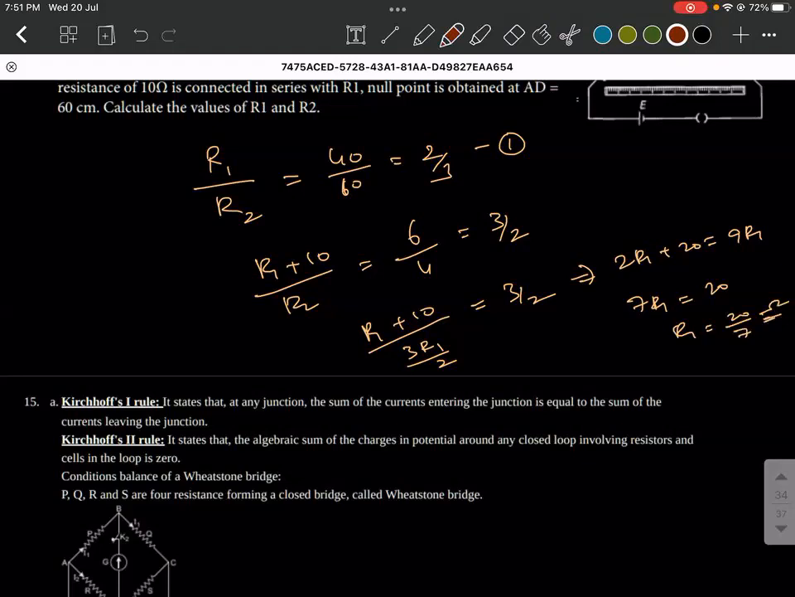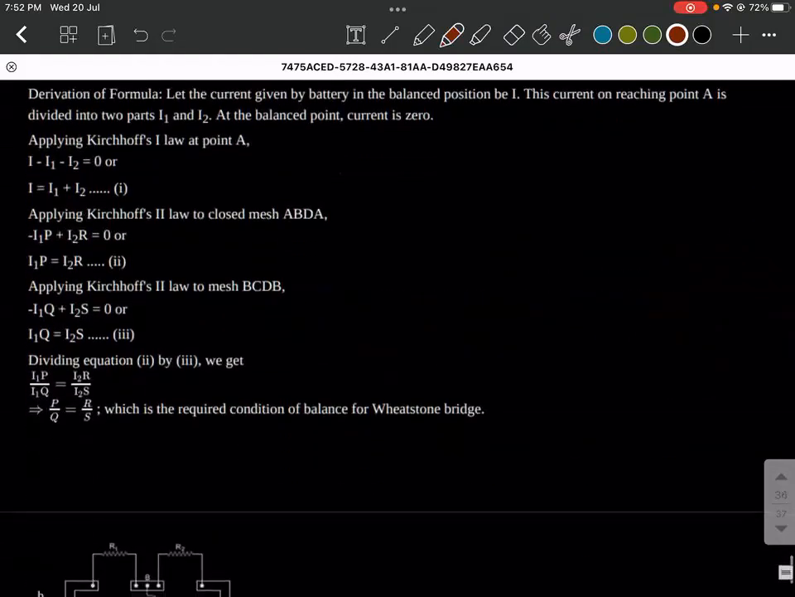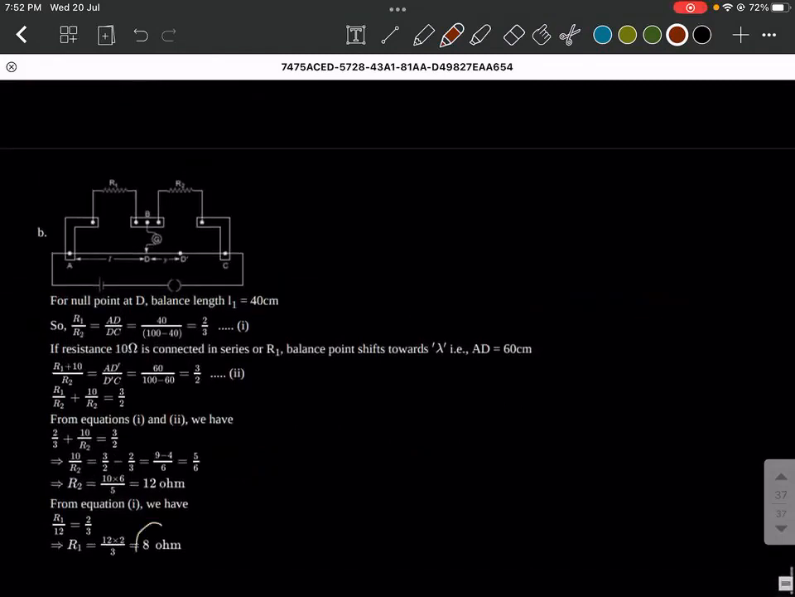Am I right? Here 9, here 2. In the 2 there is a mistake. Oh, 9 R1 by 2. Then I'll make it 4 here. Then 5 R1 will be equal to 40. R1 is 8. So R1 is 8 ohm. R2 you can substitute it here. With 8 ohm, R2 will be 12. So the answer: R1 is 8, R2 is 12. That's it, no?